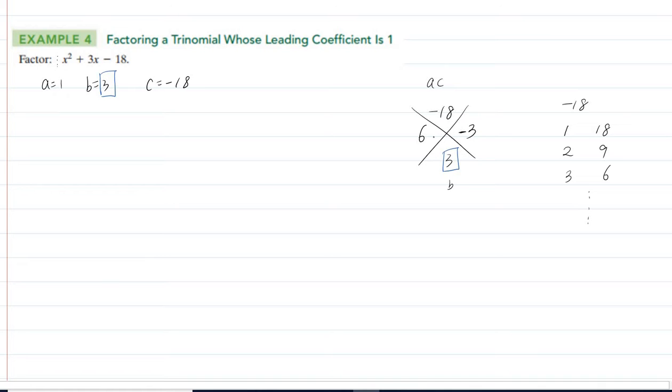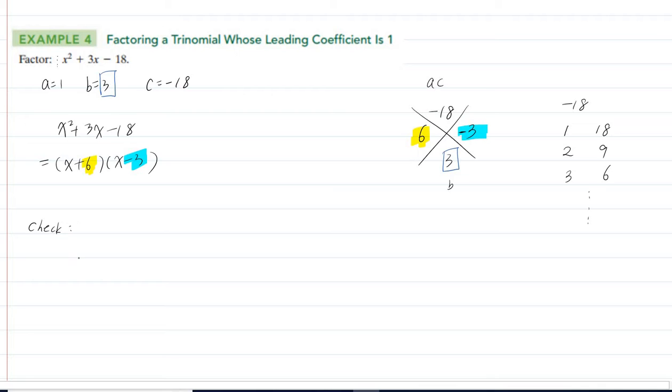Okay, because when we add them, we want a positive number, right? 6 plus negative 3 gives you positive 3. I'm going to write my answer. So remember, you can always check your answer for this type of question.